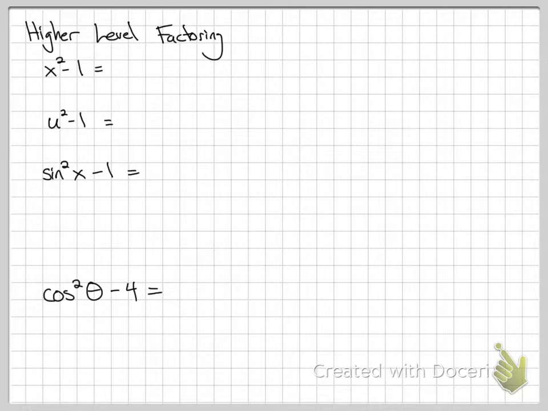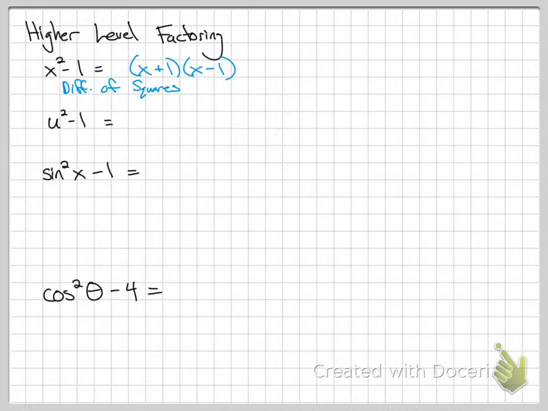So real quick, we've been reviewing all the different types of factoring. X squared minus 1, that's a difference of squares. And you should be able to factor it relatively quickly. X plus 1, x minus 1. Square root of both. One with a plus, one with a minus.